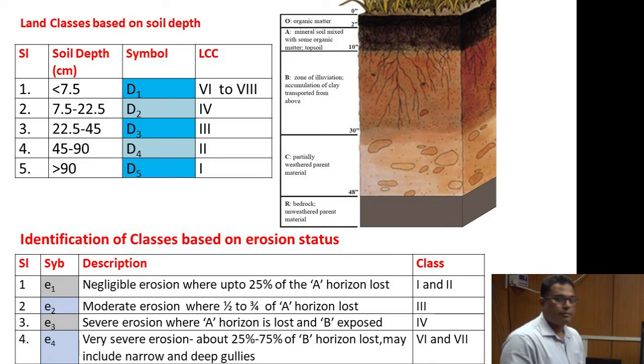So these are the four parameters that we have discussed. Number one, land slope. Number two, soil depth. Number three, soil textural class. Number four, your soil erodibility or the erosion status.